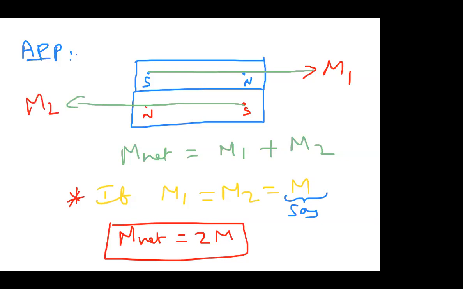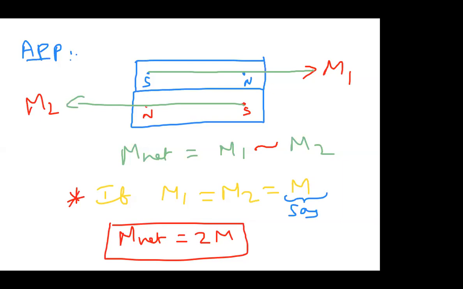Here both are opposite. As both are opposite, we must not take the positive sign. We have to take the difference. Always take the greater value minus the smaller value, so that we do not get a negative sign. You will get the net magnetic moment.